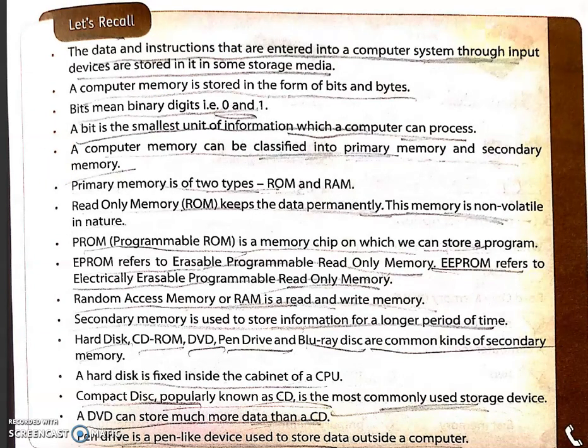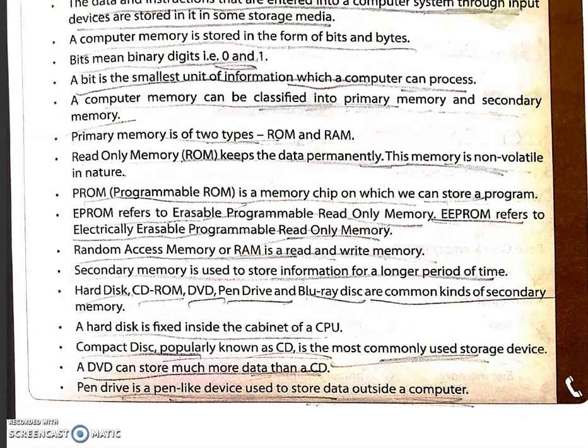A bit is the smallest unit of information which a computer can process. A computer memory can be classified into primary memory and secondary memory. So primary memory is of two types: ROM and RAM, read-only memory and random access memory. So ROM keeps the data permanently. This memory is non-volatile. That means even if the computer is switched off, the information will be safe.